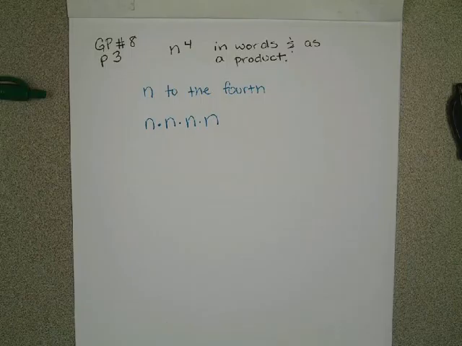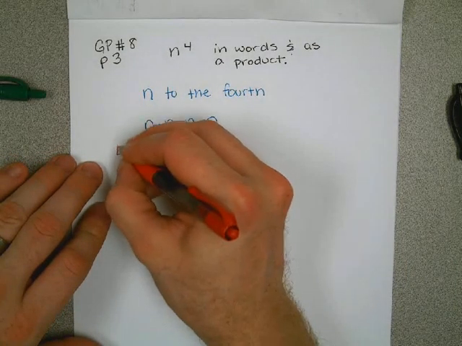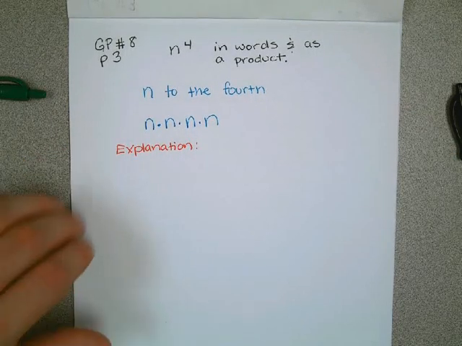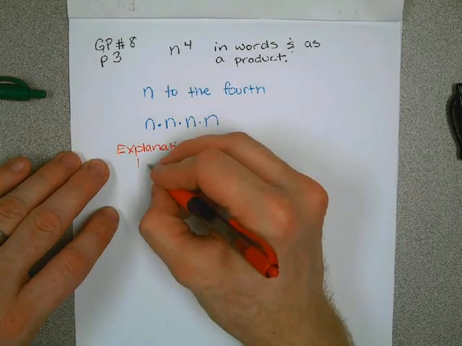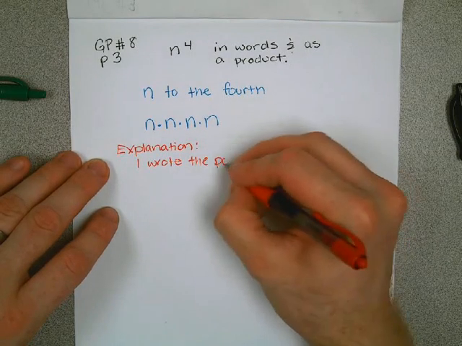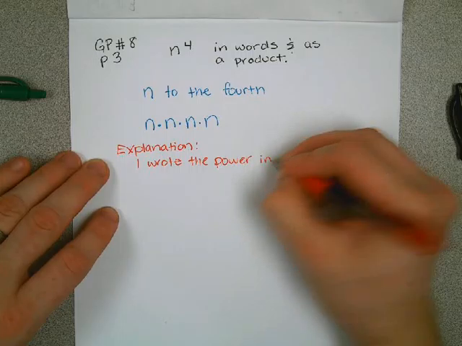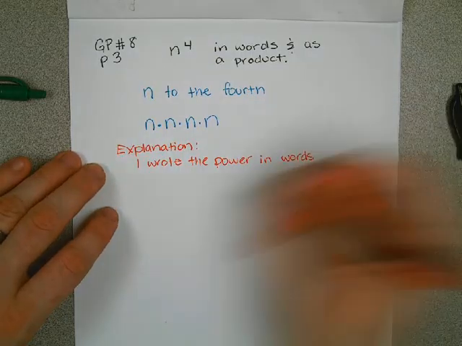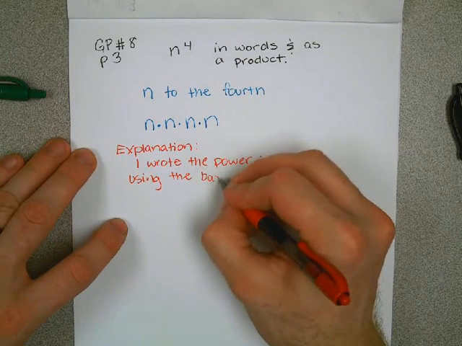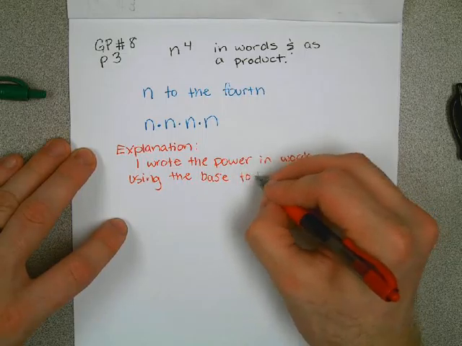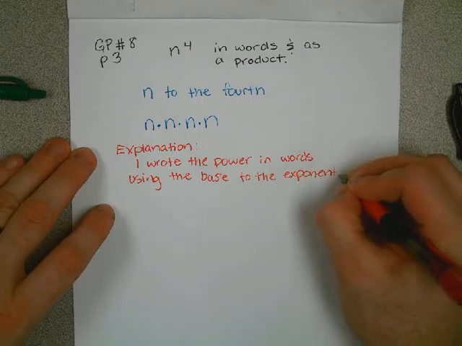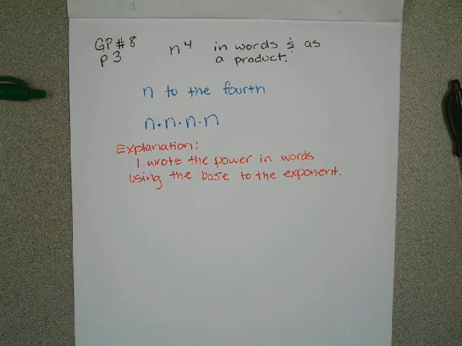All I'm going to do is put, I wrote the power in words using the base to the exponent. That's all you have to do with that. And notice I use the first person method this time. I think the first person method is the easiest method, but you can use any method you prefer as long as you use a quality explanation.